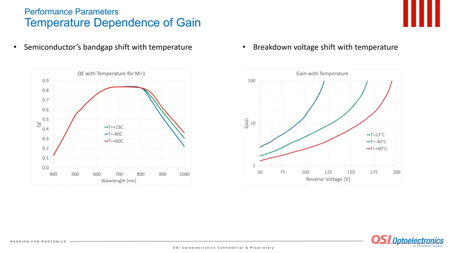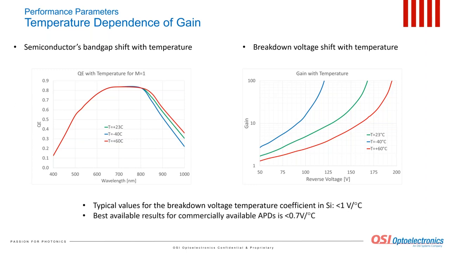The figure to the right is a typical example of a dramatic change of the avalanche gain with temperature for a front-illuminated silicon APD with a buried multiplication layer. Typical values for the breakdown voltage temperature coefficient for silicon APDs are close to 1 volt per centigrade. For the best available commercial APDs, this coefficient is slightly below 0.7 volts per centigrade. Obviously, for the application in which the avalanche gain stability is important, temperature stabilization has to be applied.